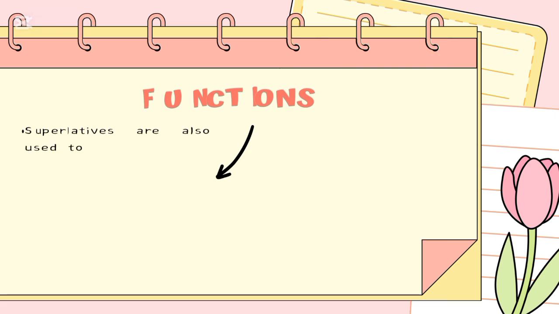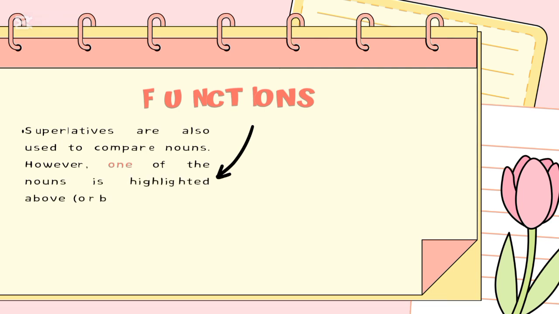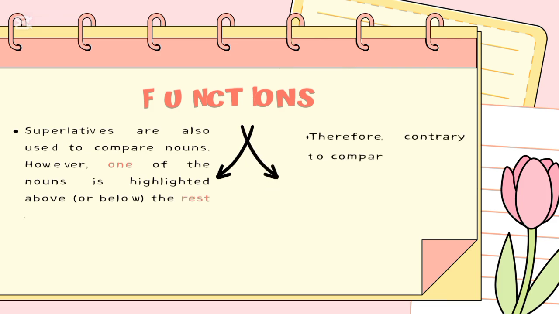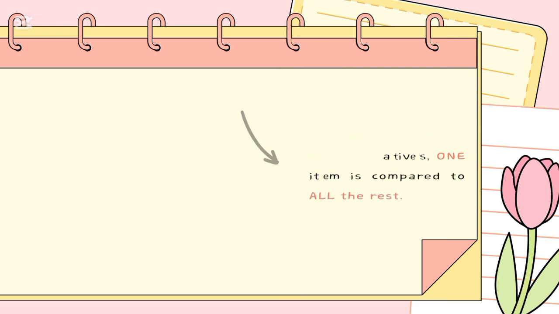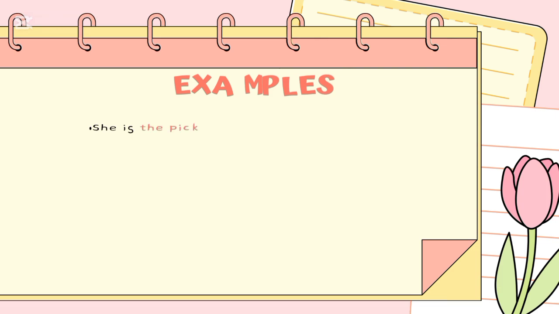Let's continue with its superlative functions. The first function is that superlatives are also used to compare nouns. However, one of the nouns is highlighted above or below the rest. And another function, contrary to comparatives, is that one item is compared to all the rest. Now let's look at some examples.